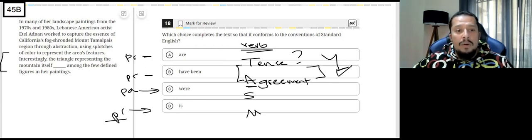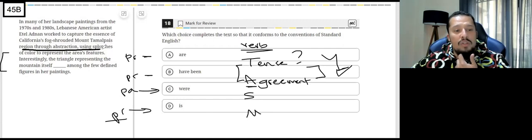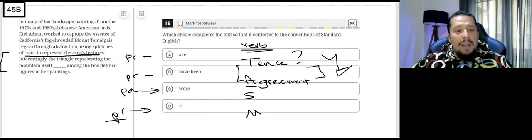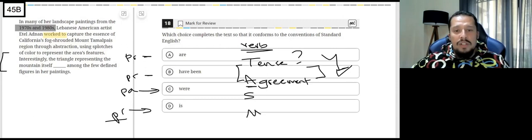So let me just check this out here. In many of our landscape paintings from the 70s to 80s, Lebanese-American artist Etel Adnan worked to capture the essence of California's fog-shrouded Mount Tamalpais region through abstraction, using splotches of color to represent the area's features. Well, a bit tricky here, right? Because it's talking about the past. And it's telling us that, well, she worked, right? So we need a past tense. Okay, interesting. So let's check our sentence now.